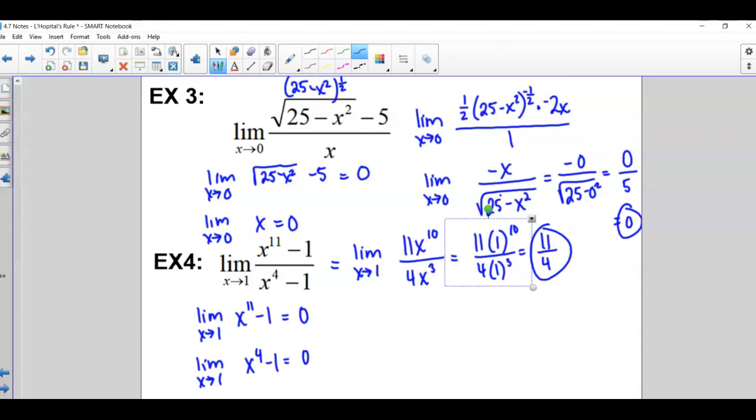Now, if they're asking you to use L'Hopital's rule, it's more likely you'll see a problem like this where you have to use L'Hopital's rule. But it can be used on anything that gives you the indeterminate form. Okay, questions? Okay, we've got a few more to do.